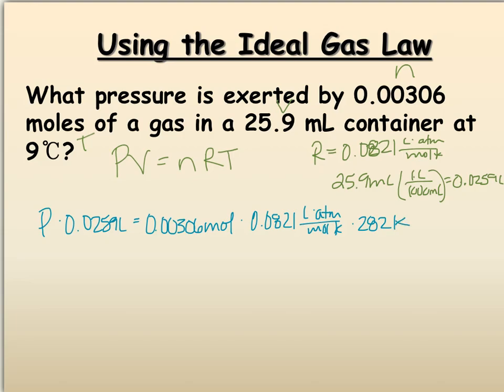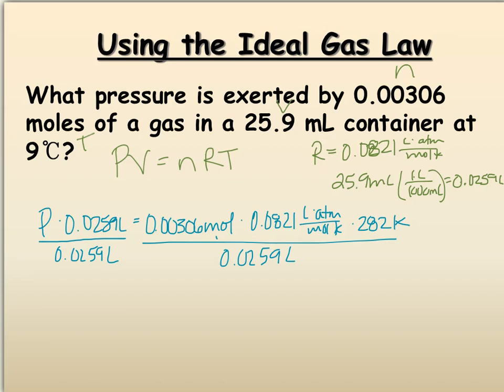Okay. Now, to get P by itself, we need to move the numbers on the same side with it. So we've got 0.0259 liters. If we divide, that cancels that out. So we're also going to divide on this side. And if you write out your units, you can use those as a way to double check your work.